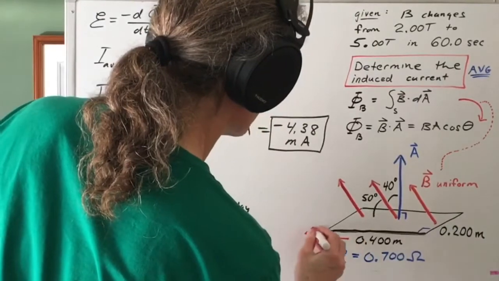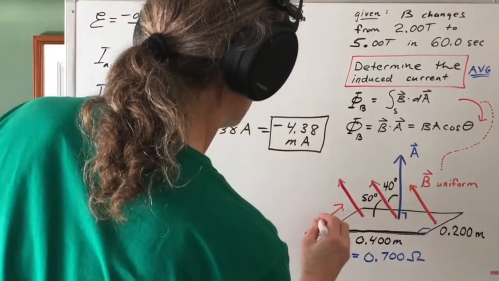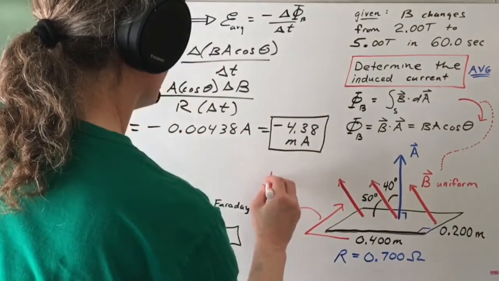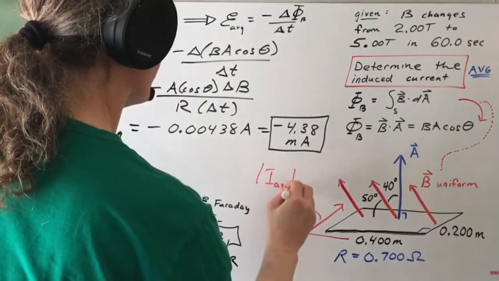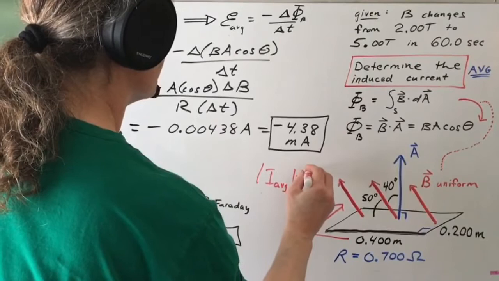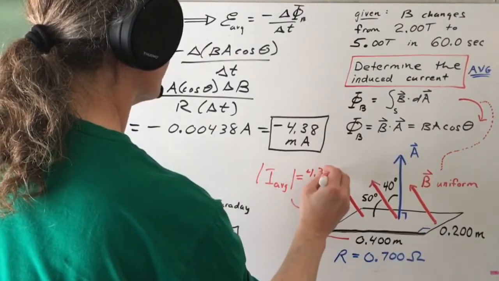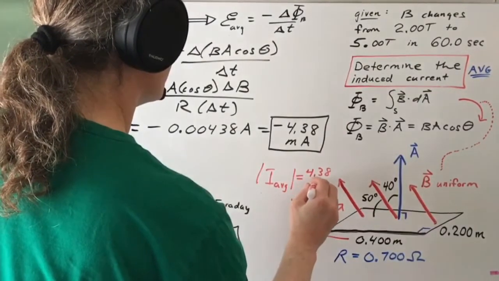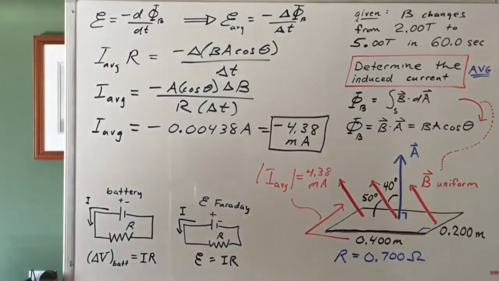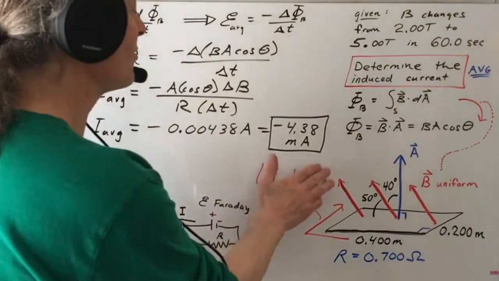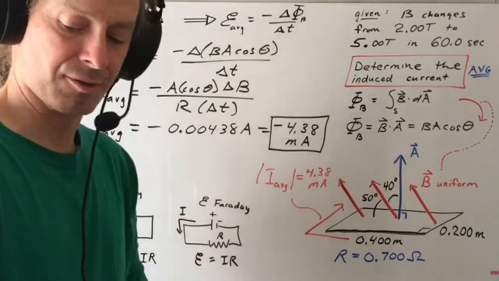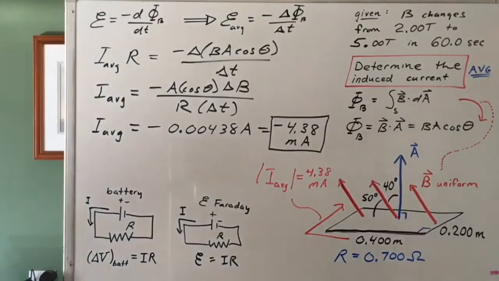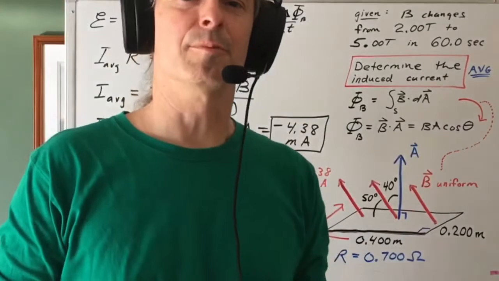I'll represent this here, and then I'll note that the average absolute value of I is equal to 4.38 milliamps. All right, so then I don't have this ambiguity. I know the amount, and then this arrow gives me the direction, and that's the current that's been produced. Okay. All right, I want to make a couple of further comments.